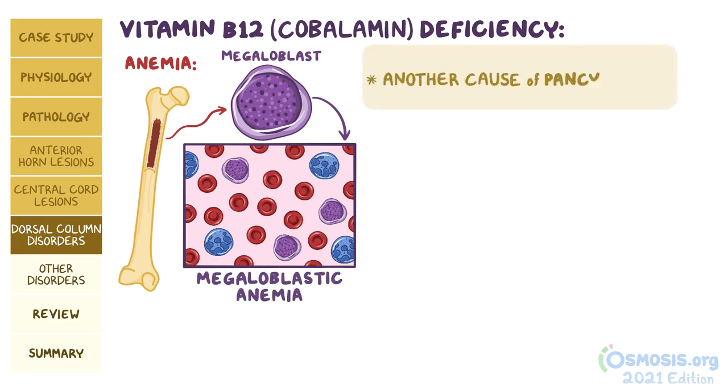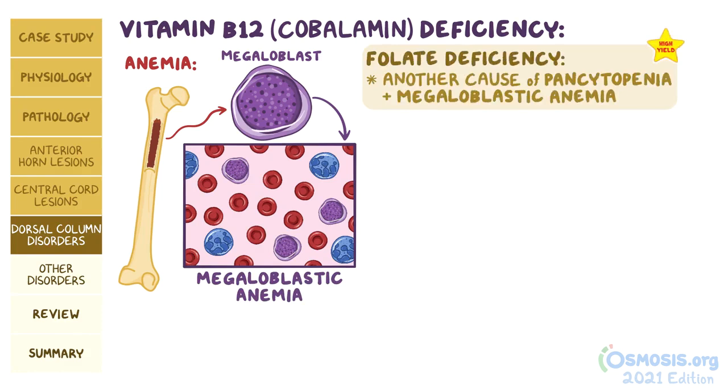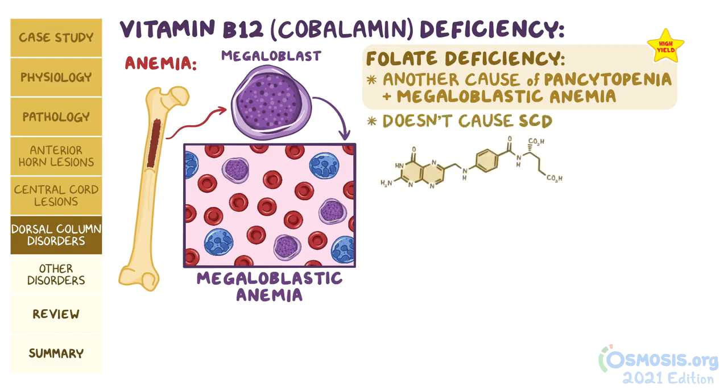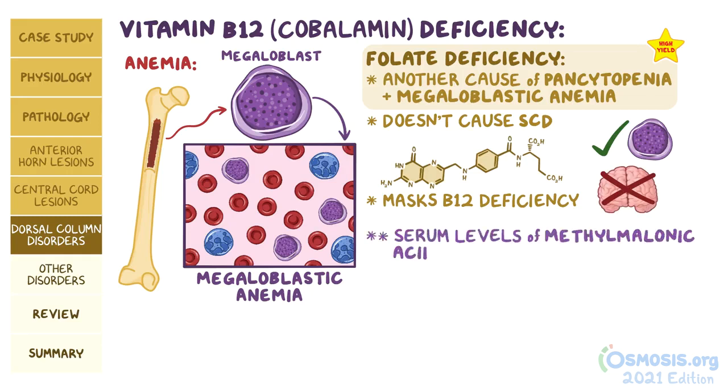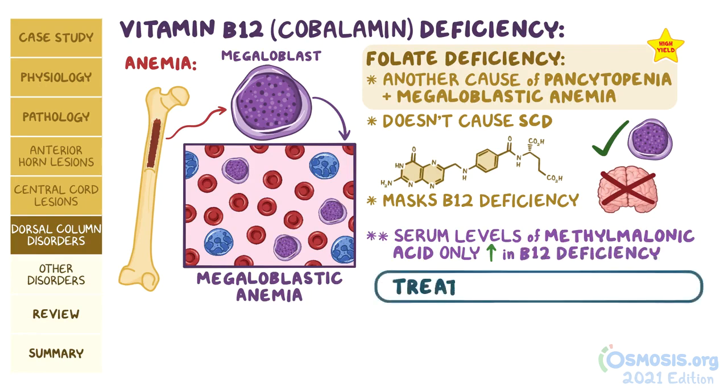Another high-yield cause of pancytopenia with megaloblastic anemia is folate deficiency. Now, it's important to differentiate between these two, since folate deficiency doesn't cause SCD. In fact, if you just give folate, it will mask vitamin B12 deficiency by correcting the megaloblastic anemia without correcting the neurological damage that also occurs. Another way to differentiate these two is serum levels of methylmalonic acid, which will only be elevated in vitamin B12 deficiency. Treatment is with vitamin B12 supplements.